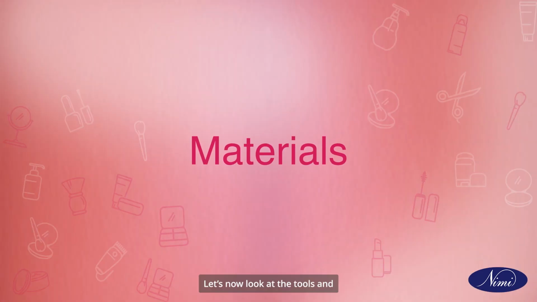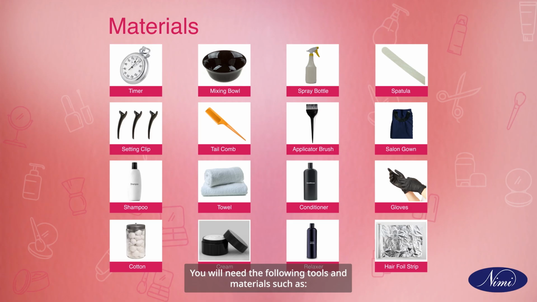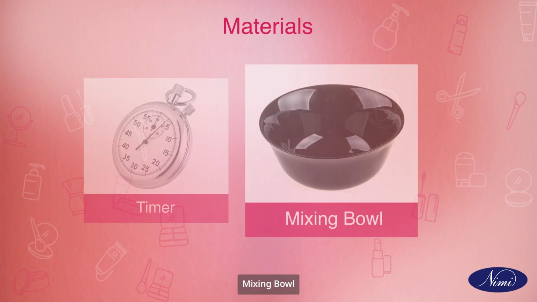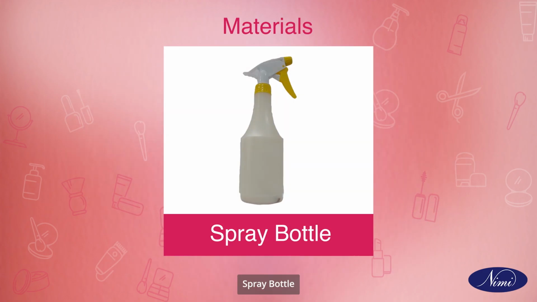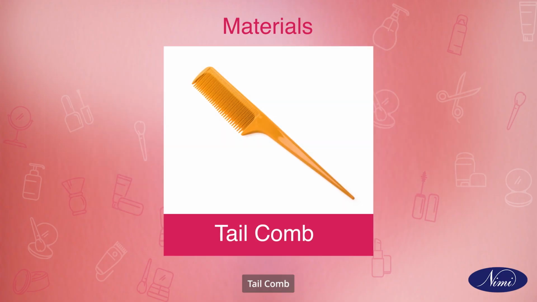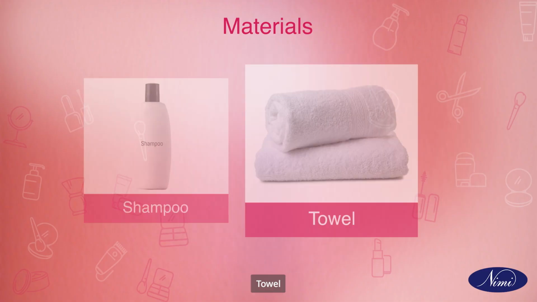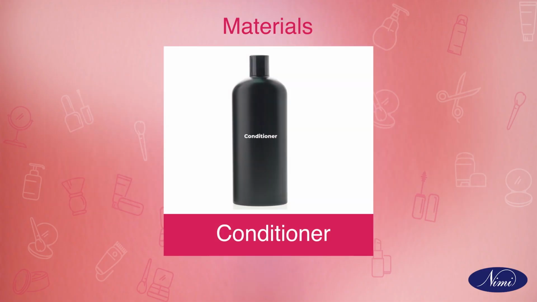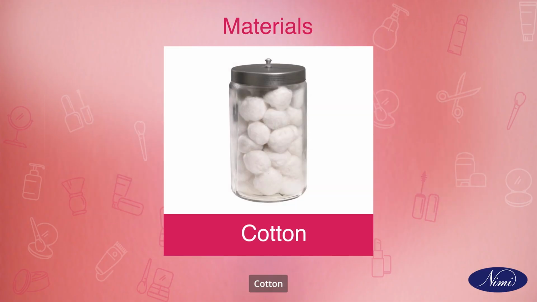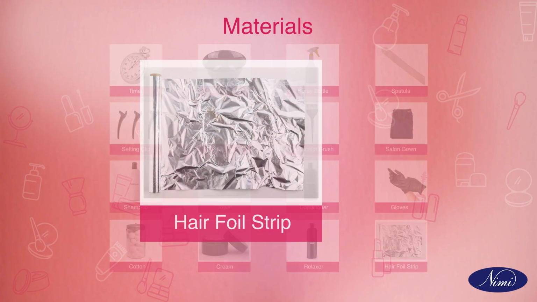Let's now look at the tools and materials required for hair strand test procedure. You will need the following tools and materials such as timer, mixing bowl, spray bottle, spatula, setting clip, tail comb, applicator brush, salon gown, shampoo, towel, conditioner, gloves, cotton, cream, relaxer, hair foil strip.